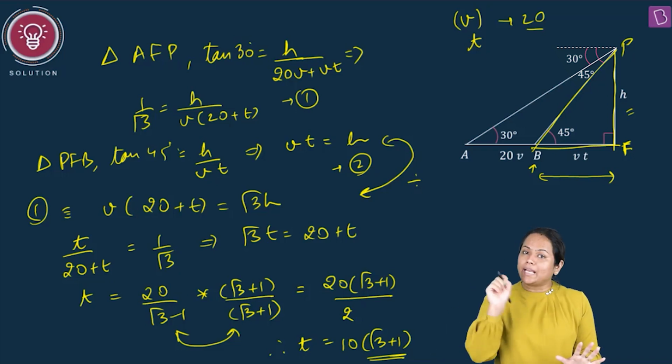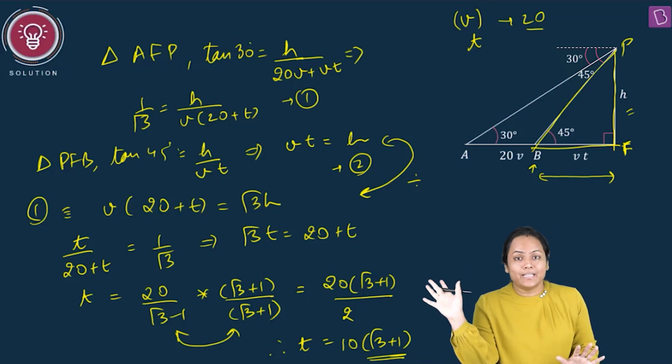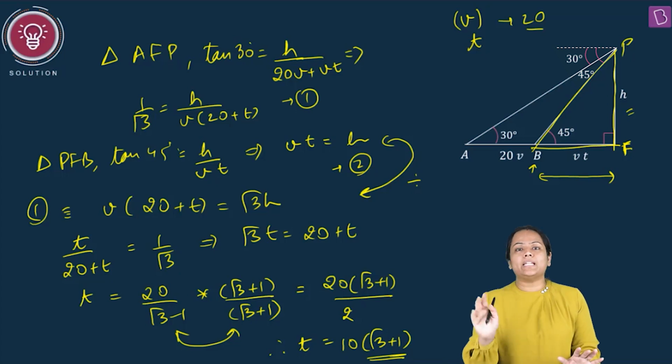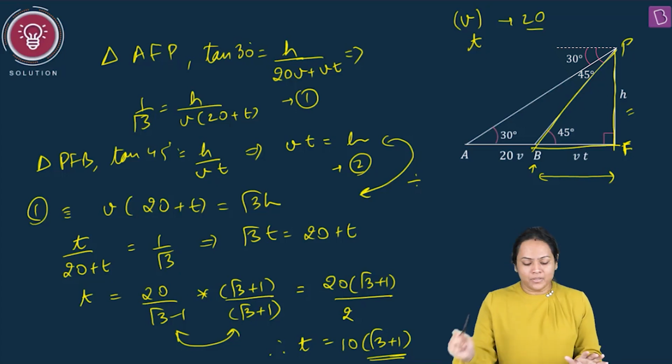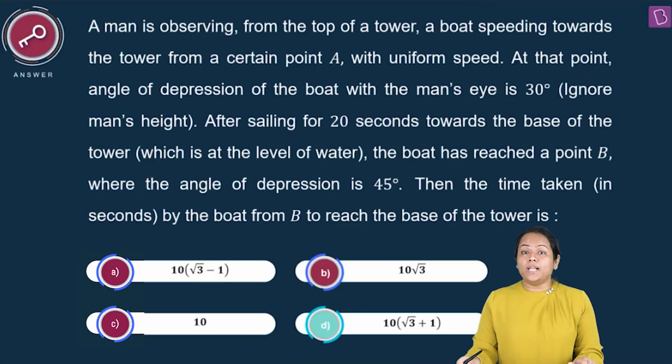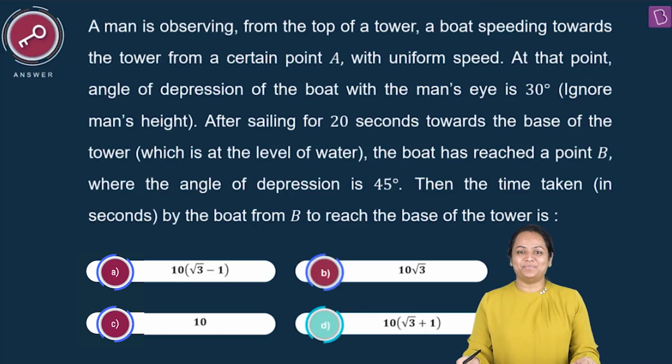And the question again was not on the difficult side, right? You have to just apply tan theta in the two triangles and solve to eliminate h and v. Clear? So the right option will be D in this case.